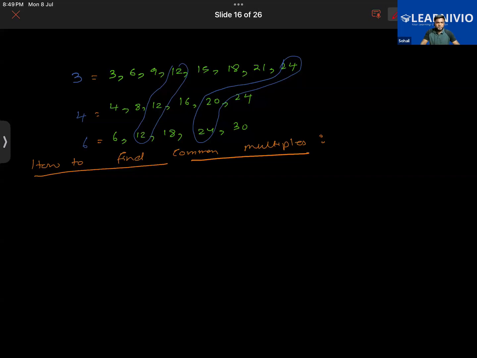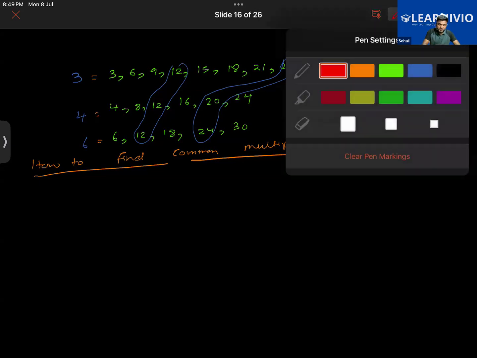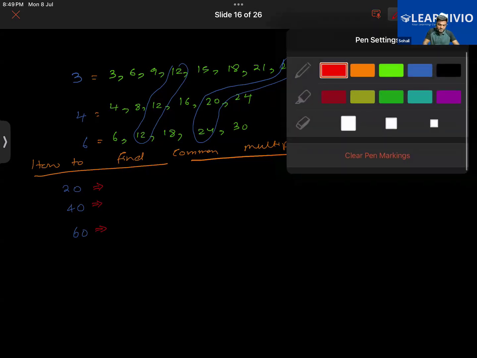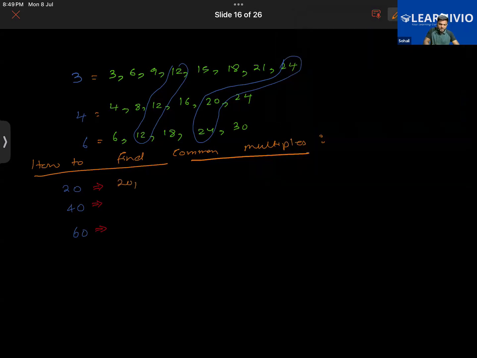Sure. So to find the common multiples for a given set of numbers, first you need to list all the multiples of the given numbers. Say, for example, you want to find the common multiples of 20, 40, and 60. For these 3 numbers, you want to find some of the common multiples. So you will start by writing the multiples of the number 20. So 20 ones are 20. Then 20 twos are 40, like this.